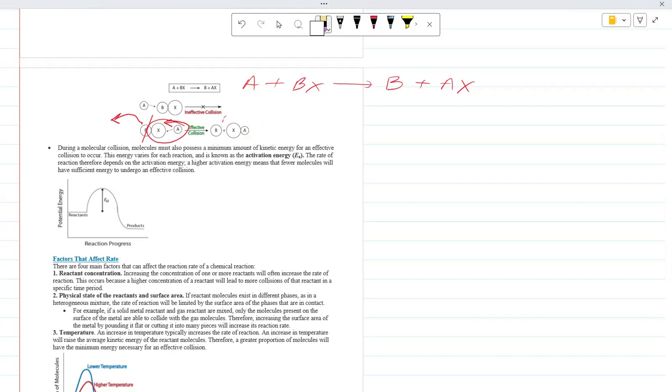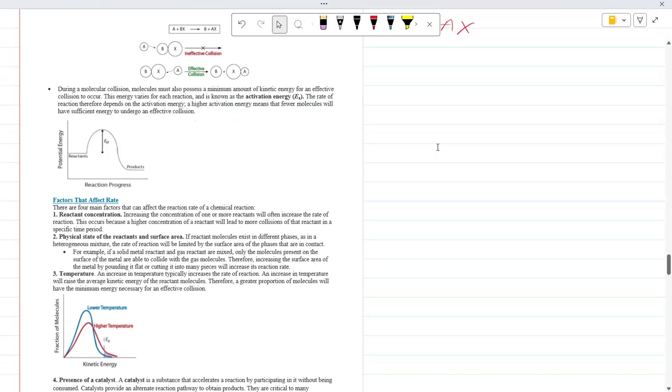The molecules have to be oriented in a way such that you can have one molecule leaving and the other one taking its place, right? So this is what we refer to as an effective collision. So the effective collision will lead to the formation of the product. You have a reaction occurring, okay?